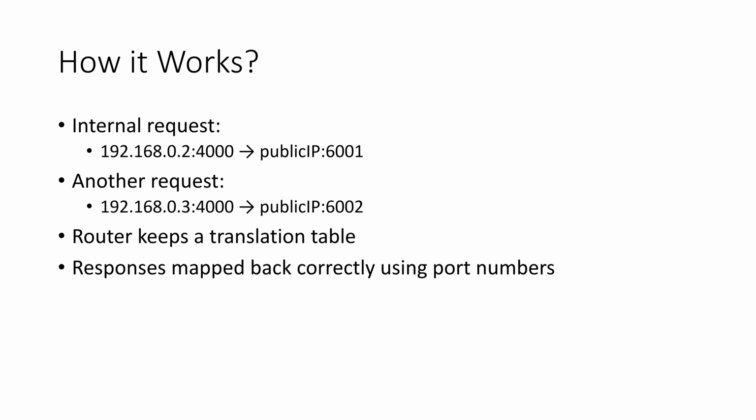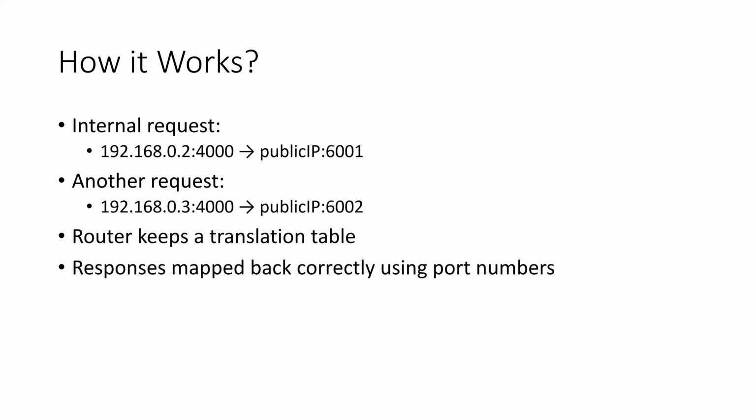Let's see how NAT overloading works in practice. Suppose two devices on your local network, say 192.168.0.2 and 192.168.0.3, both open web browsers and make requests. Internally, they might both use port 4000, but when the router sends their requests to the internet, it changes the source port for each one. For example, the first device's request is written as public IP, colon 6001. The second as 6002. The router keeps a translation table that maps these public-facing port numbers back to the original internal IP and port number.